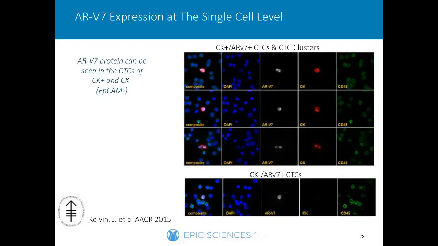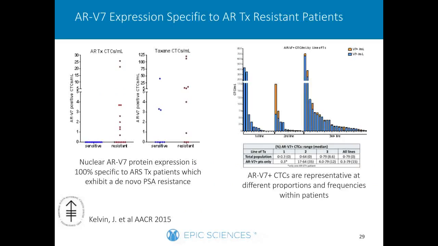Before we get to the association between ARV7 expression and response, I think it's important to point out the wide biological range of CTCs that we see ARV7 expression in. We can see that ARV7 protein is expressed in CK-positive CTCs, CK-negative CTCs, and CTC clusters. A lot of these cells would be missed if we did EpCAM enrichment and looked just for ARV7 expression. So we really feel the single cell resolution and the larger range of CTCs we can see can paint a better picture of the true clonality of cells expressing ARV7 in resistant patients.